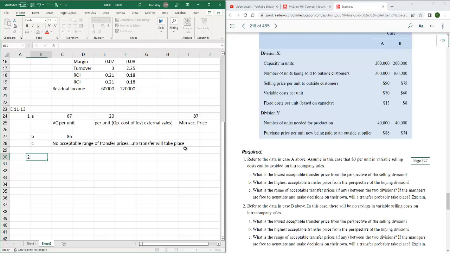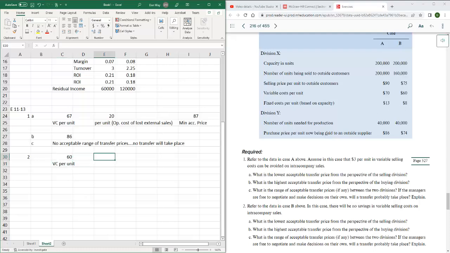Number 2 said refer to case B, so that's the right-hand column there. In this case, there'll be no savings in variable costs on intra-company sales. Everything is just as it's shown here. What's the lowest acceptable transfer price from the perspective of the selling division? Well, variable costs per unit in this case are $60, and we don't have any change to that for any avoidable selling costs or anything like that. So here's $60 variable cost per unit.